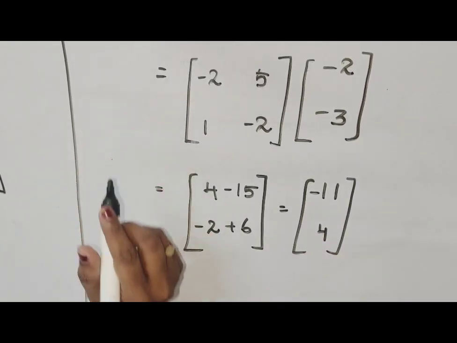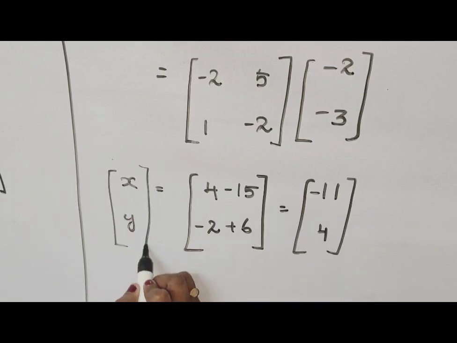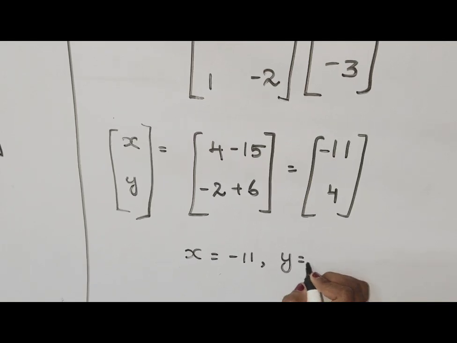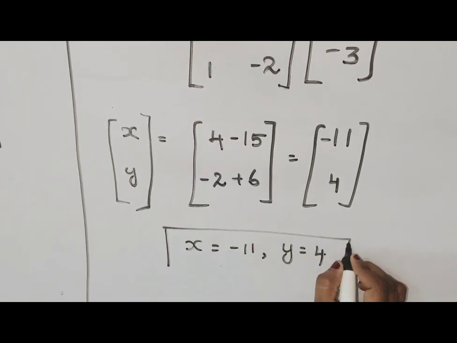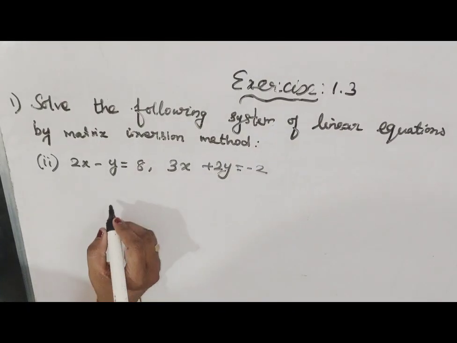Whereas on the left hand side we have the variable x, which is nothing but x and y. So from this we can understand the value of x is equal to minus 11 and the value of y is equal to 4. So thus we have found the value of x and y. Like the similar problem we have to solve this problem also.